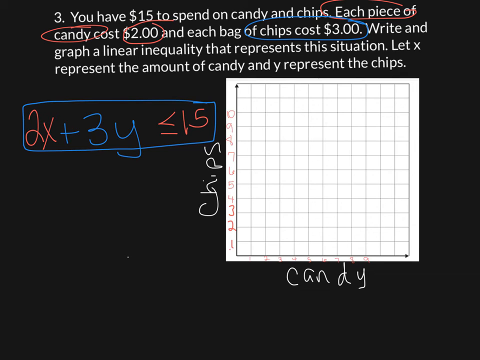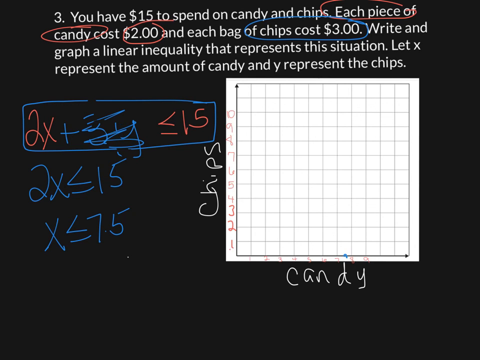Okay, so let's see if this works. So we're going to cross out, we're going to get rid of our 3y. So we have 2x is less than or equal to 15. So x is less than or equal to 7.5. So my x-intercept is 7.5, which is about right there.